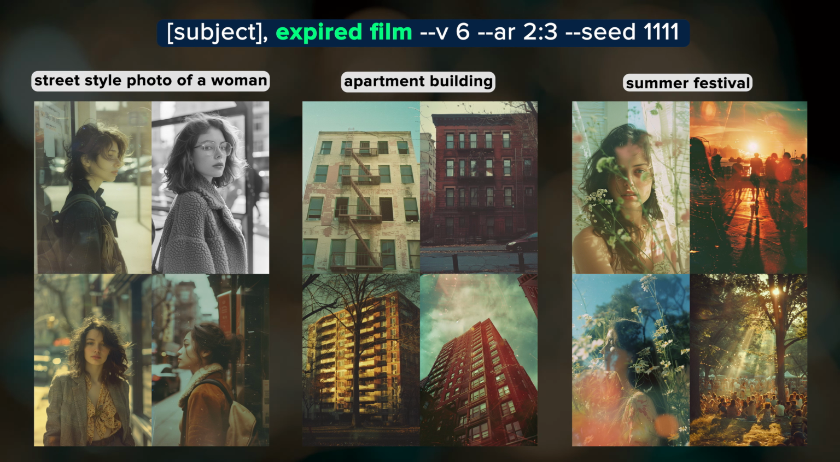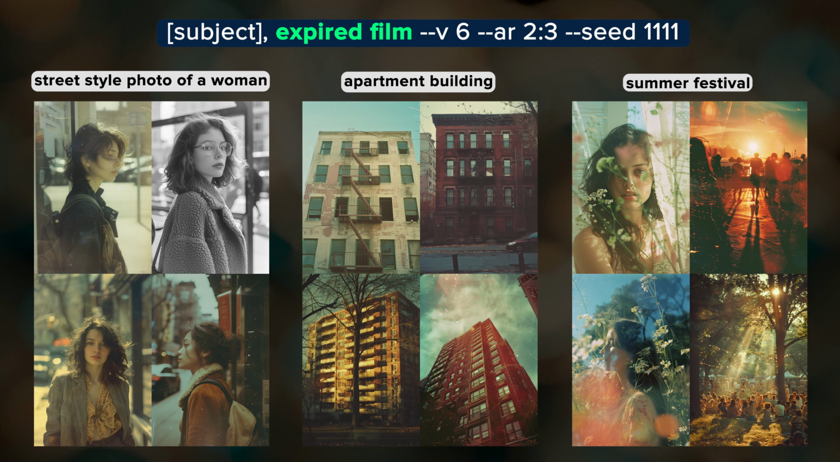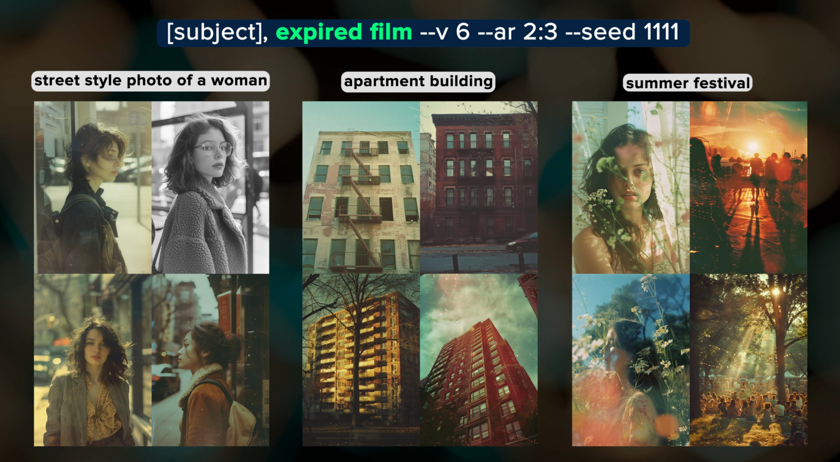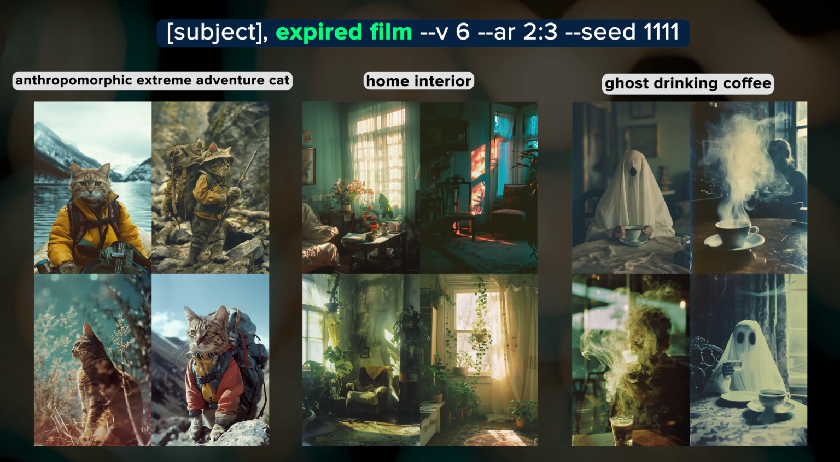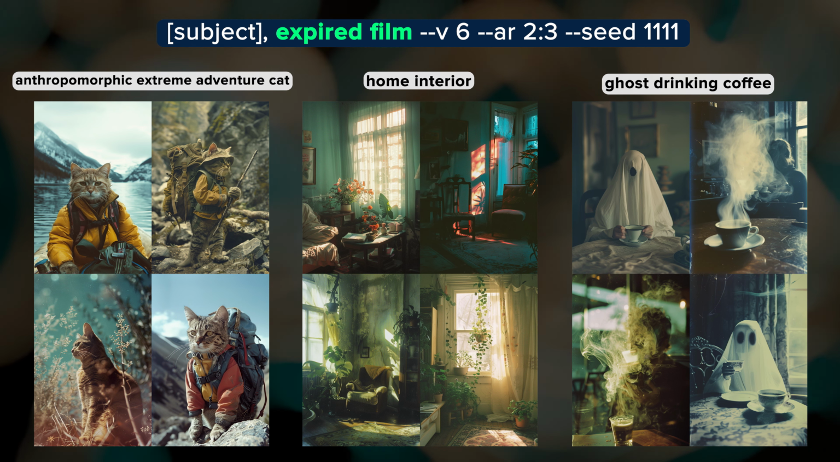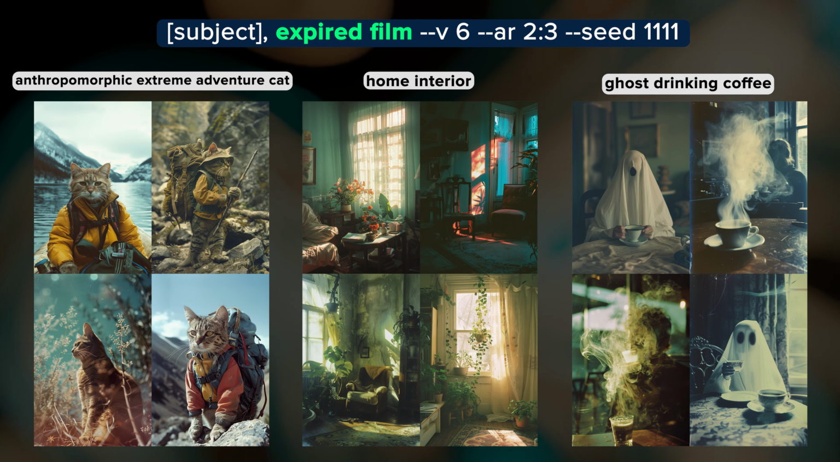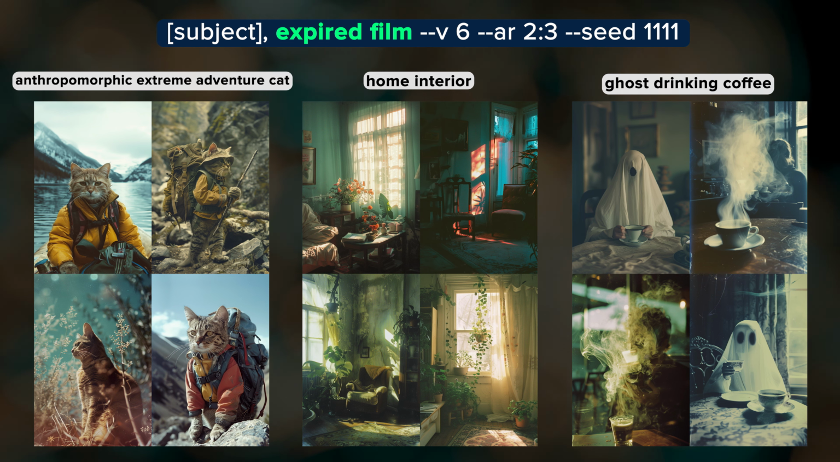In the last video, I shared the style vintage color film, which is somewhat similar to expired film, but expired film is more faded and slightly grungy in comparison with certain subjects. I love the hiking cat in the upper right, and some of the lighting in the home interior images is really nice and soft. One of our ghosts appears to only have a mouth, which I suppose is appropriate for drinking coffee, but all of these images have a nice vintage look to them.